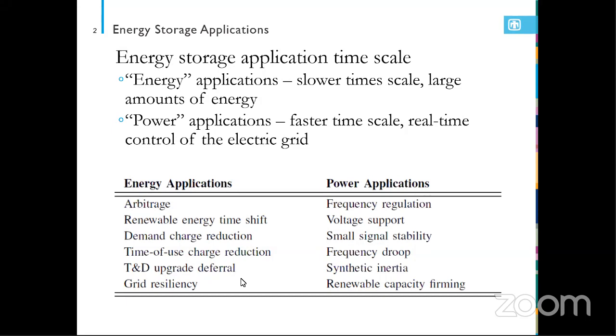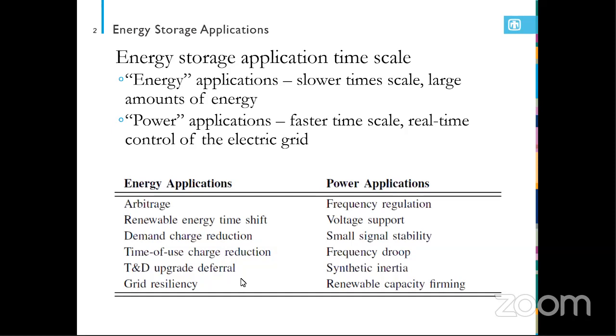And I think Patrick will talk a little more about it, but from a valuation perspective, from the storage owner's side, it comes down to whether you meet the requirements as defined for participating in capacity, and then what the remuneration scheme is. And as far as power applications, you have frequency regulation, voltage support, small signal stability, frequency droop, synthetic inertia, and then renewable capacity firming.